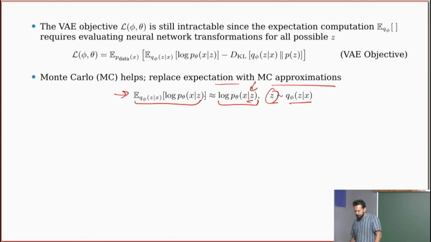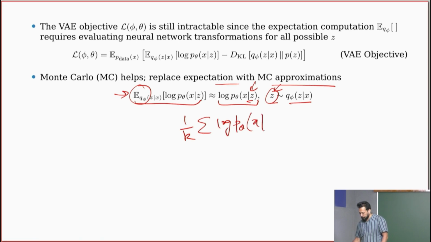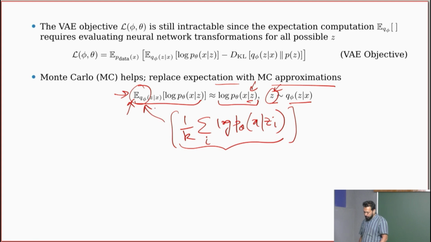As I also said in the last class, expectation is all about average, so no one stops you from sampling a lot more. I would suggest that you go for more of these: 1 by K, sum of log p_theta(x given z_i), over i. So you do this average over a lot more samples so that your expectation approximation is better than with just one. Of course, you have to look into the computation trade-off, how much time it takes. As the number of samples grows, you get better and better at approximating this expectation, because the sample mean is an unbiased estimator of the true mean, and as the sample size grows it approaches the true mean.